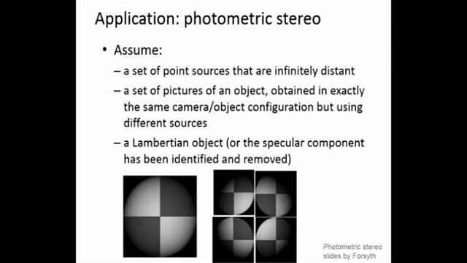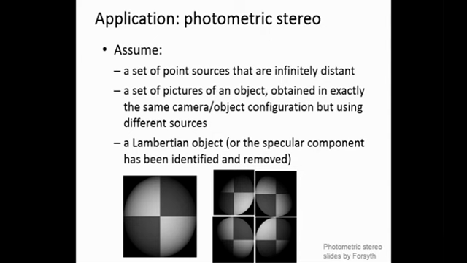So even with this little amount of information, we can do some cool things like photometric stereo. Photometric stereo is a 3D reconstruction of a surface based on the observation of that surface under different lighting conditions. We can assume, for example, that we've got a set of points that are infinitely far away. What that means is that all the rays of light coming into the surface from a single light source are coming from the same angle. That's an assumption of convenience.